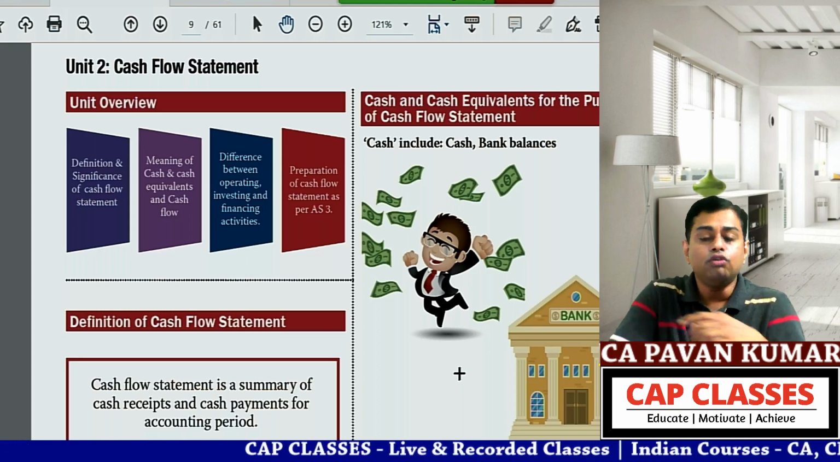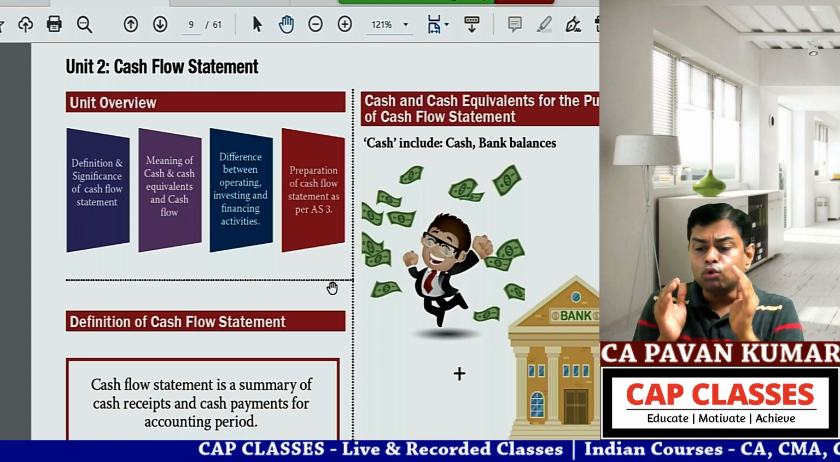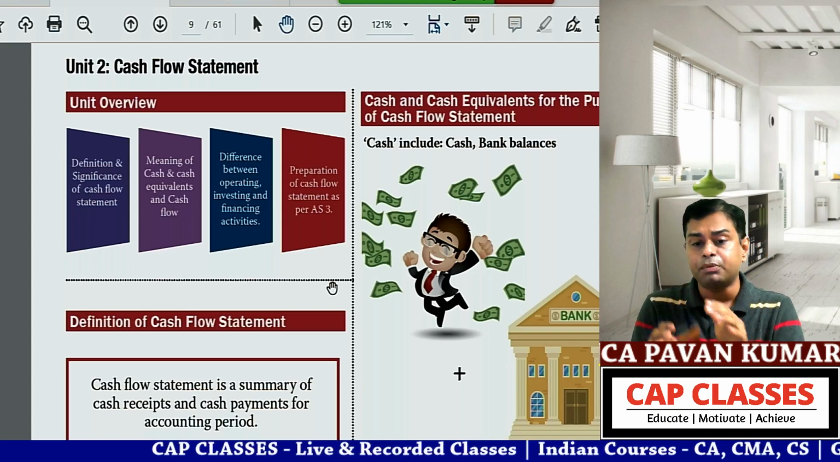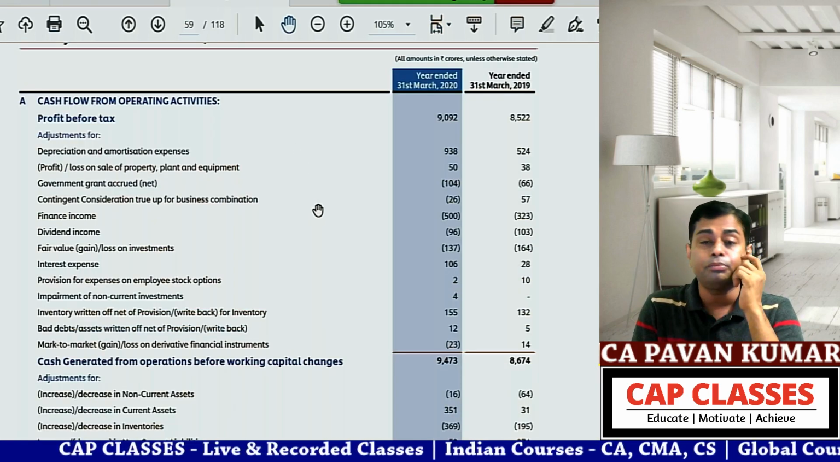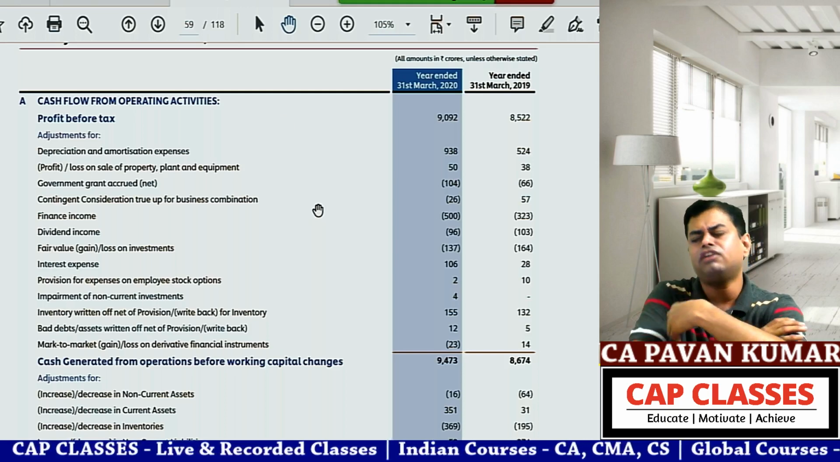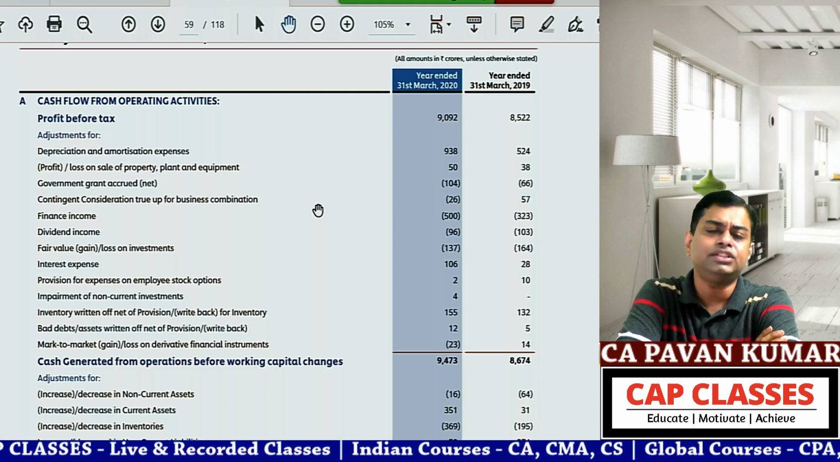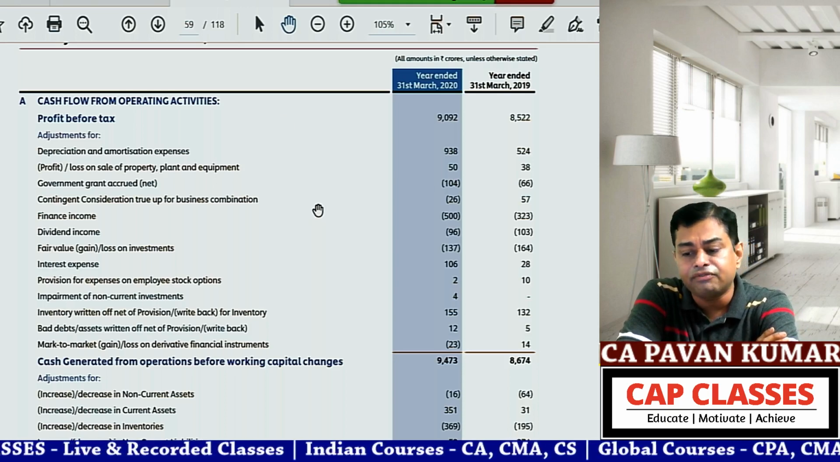You understand? Now we'll see how the cash flow statement looks. Let us see one annual report. This is the annual report of Unilever India Limited, one of the very good, fundamentally very strong companies, which is into FMCG and all.